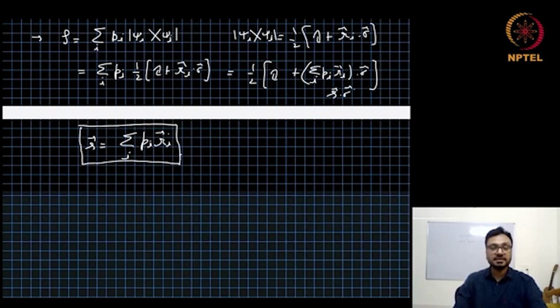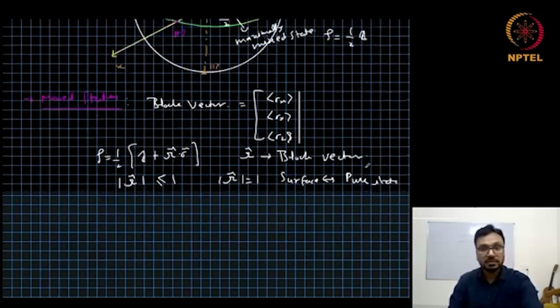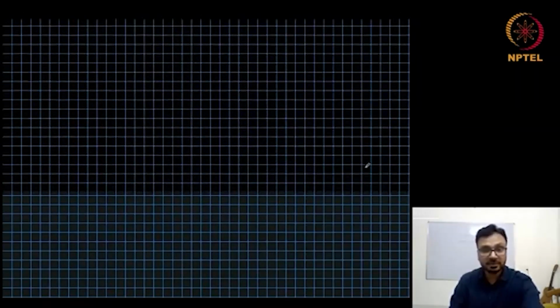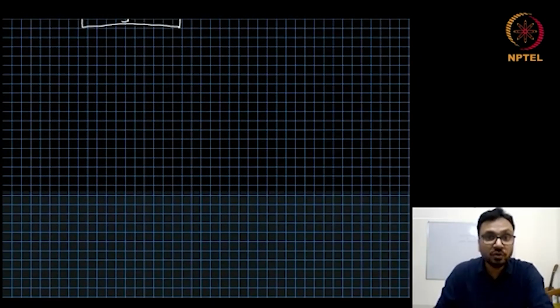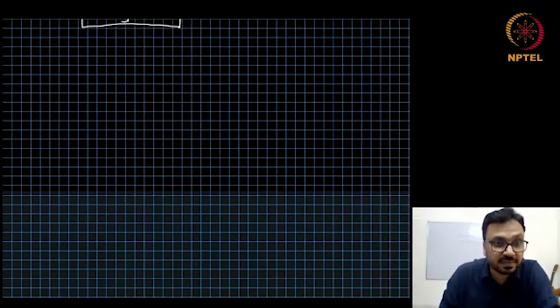So the preparation method, which was given in terms of the weights and the pure states, we can represent in terms of Bloch vectors: the Bloch vector of the density matrix should be a weighted sum of the Bloch vectors of the corresponding pure states. Now, this is very interesting because here we can understand the non-unique decomposition of a density matrix.